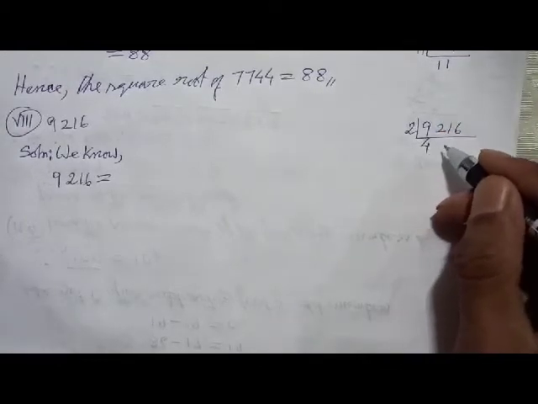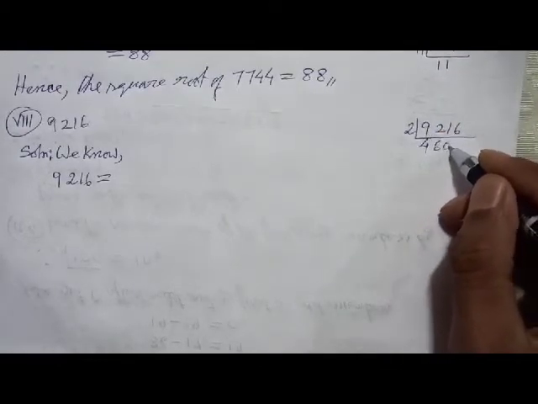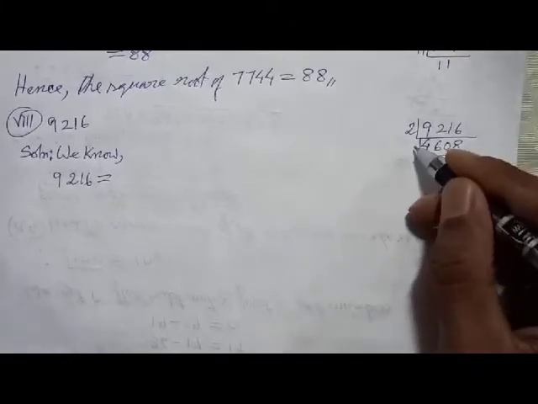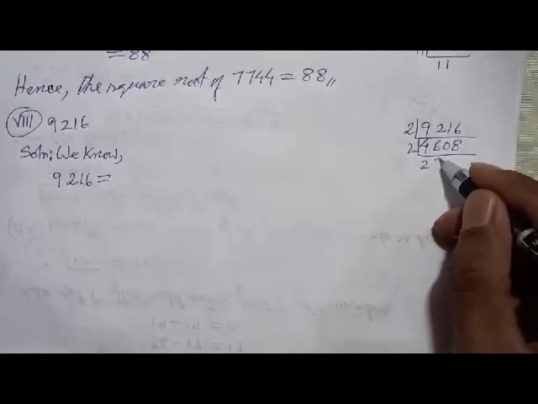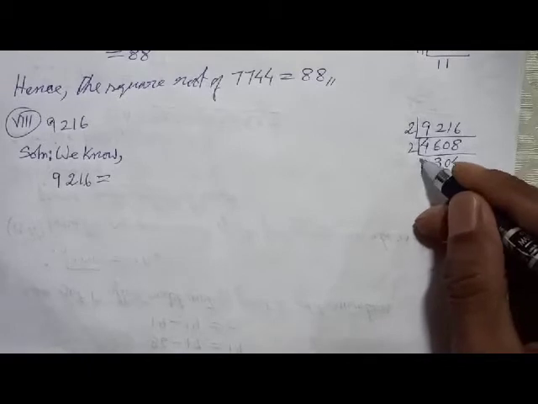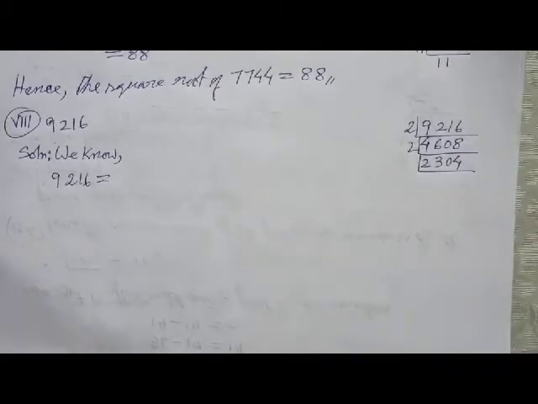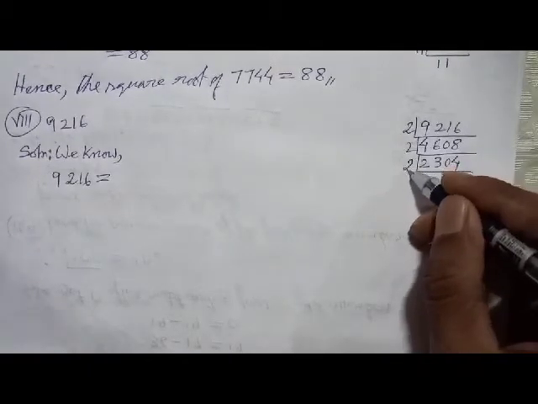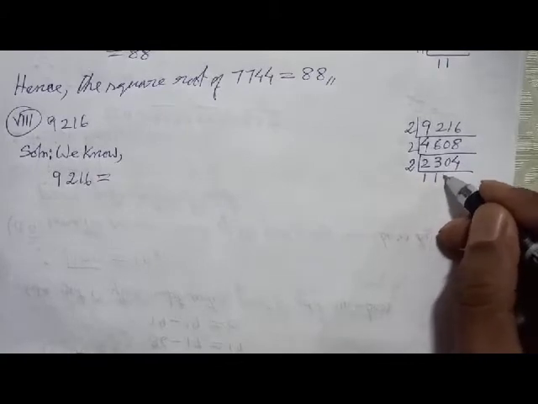2 4 times is 8. 2 6 times is 12. Next is 0. 2 8 times is 16. Again divide by 2. 2 2 times is 4. 2 3 are 6. 2 4 times is 8. So again divide by 2. Divide by 2. 2 1 times is 2. 2 1 times is 2. 2 5 times is 10.